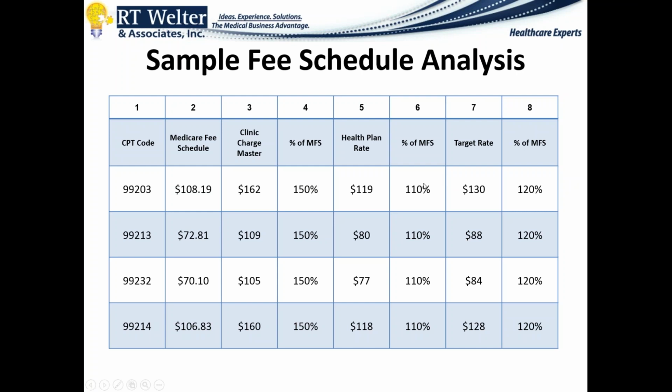So if we went back to the payer and we said, nope, we're not going to take 110%, but we would be willing to take 120% of Medicare. That's fair. We would be looking at $130 for reimbursement for a 99203. So this gives you dollar for dollar value from a percentage of Medicare fee schedule on contract negotiation and how to really look at developing your fee schedule.